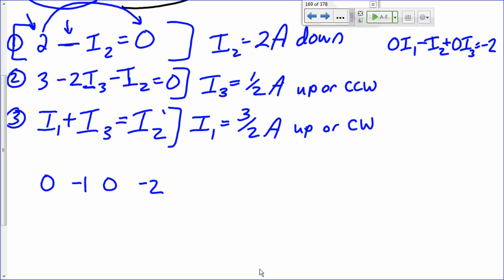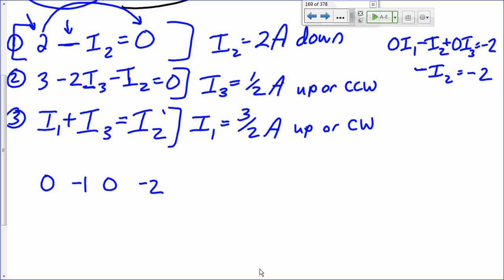I had 2 minus I2 equals 0. And so I say minus I2 equals -2. I take that constant over to the right side of the equation. And that becomes the augmented part of your matrix. This is called an augmented matrix. All right. The second equation.